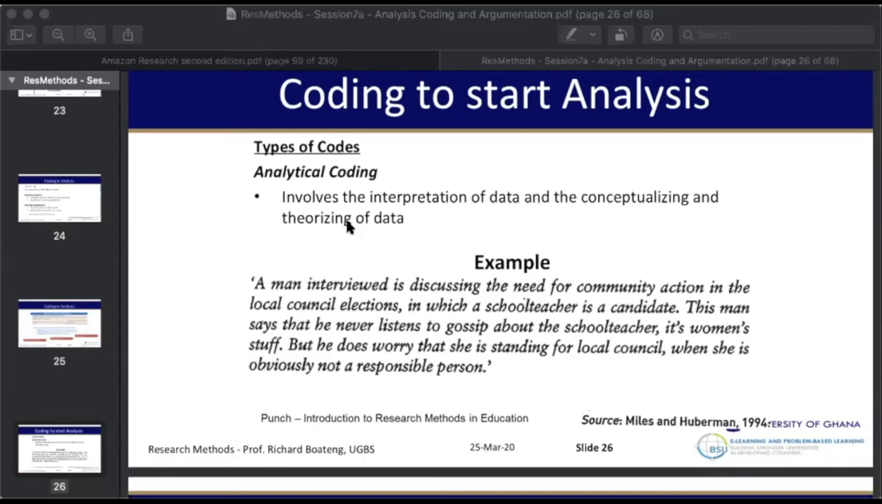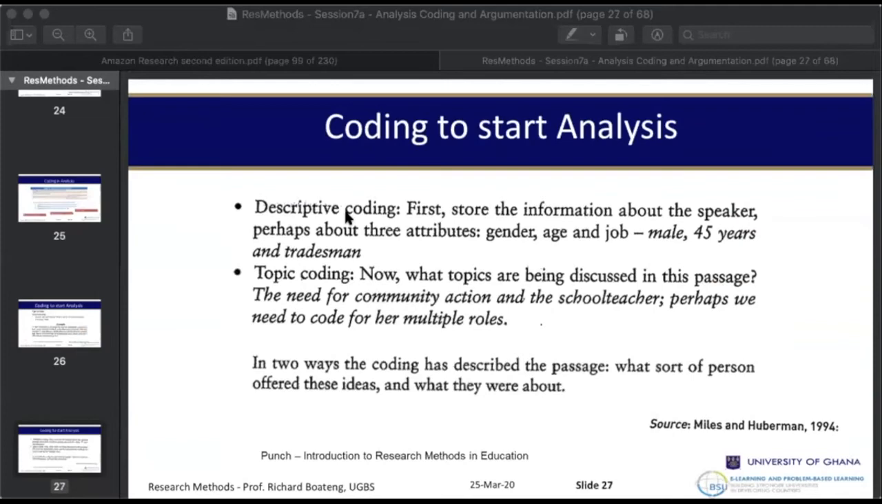A man interviewed is discussing the need for community action in local council elections in which a school teacher is a candidate. This man says that he never listens to gossip about the school teacher. It is women's stuff, but he does not worry that she's standing for local council when she is not, he's obviously not a responsible person. So this is a summary of what somebody said in your data collection. In the descriptive coding, you can see this is a male who is about 45 years old. It's a tradesman based on the kind of interactions we have with the person. So you have described the person who is saying this thing.